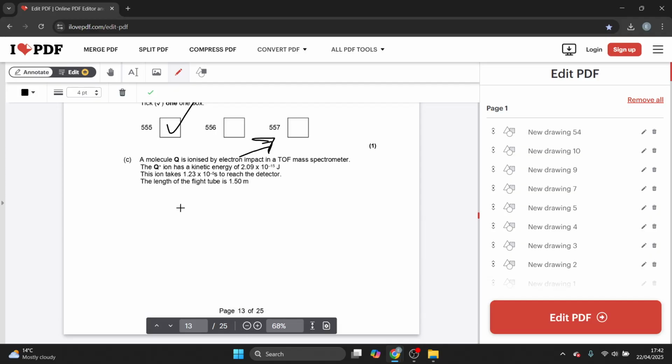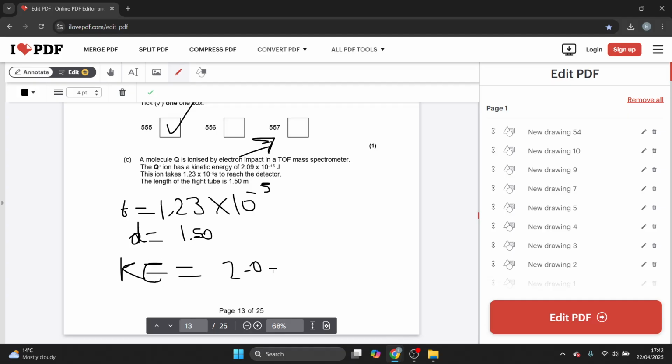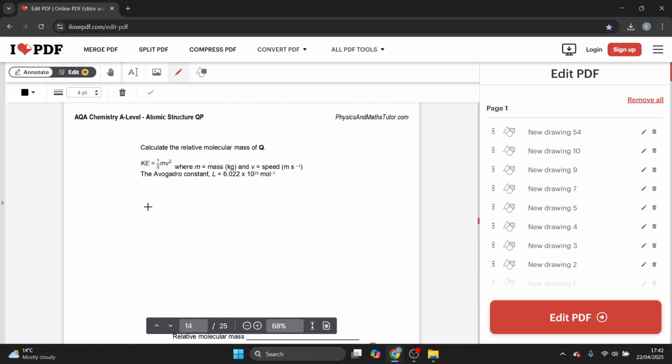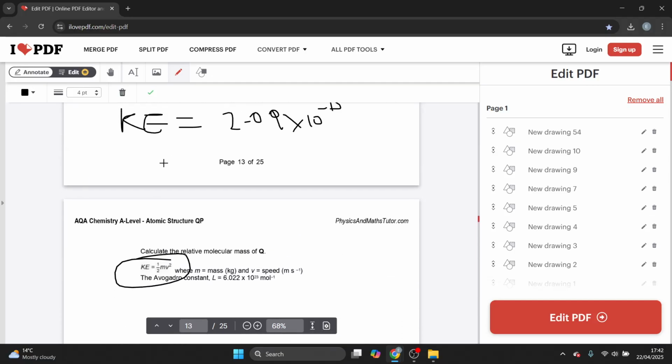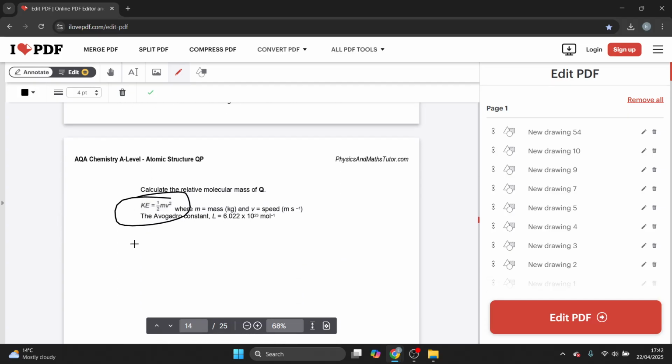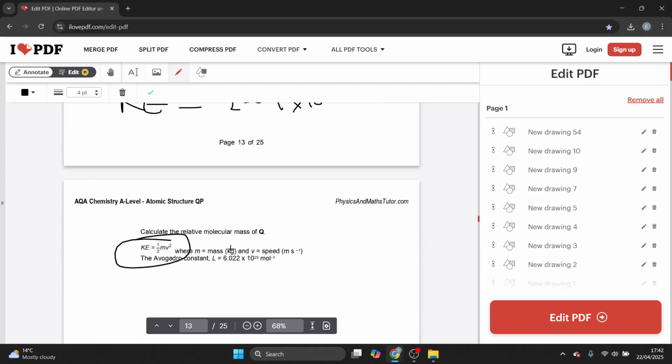So again, label everything. T equals 1.23 times 10 to the power minus 5. D, the distance, the length of the flight tube, 1.50. The kinetic energy equals 2.09 times 10 to the power minus 15. Where is the formula? There it is. Obviously, by this time you should memorize KE equals half mv squared, but I'm pretty sure they have to give it to you.